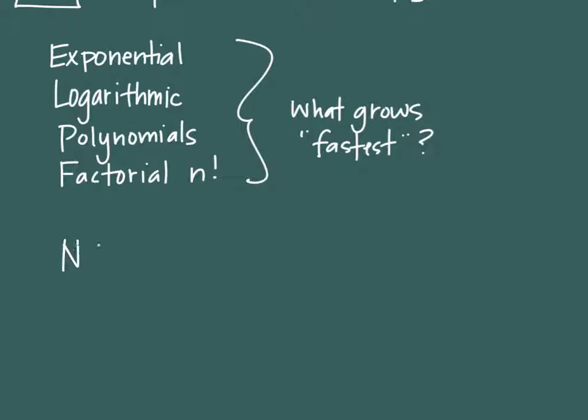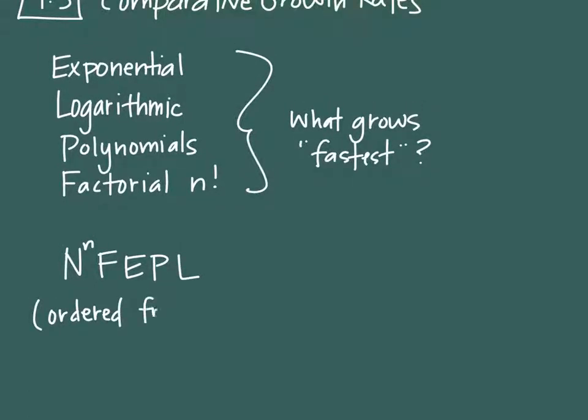It's called NFEPL, and it actually has a little subscript n there too. What that helps you remember is the order of how functions or sequences grow, from fastest to slowest. So these are ordered from fastest to slowest in terms of their growth rates.